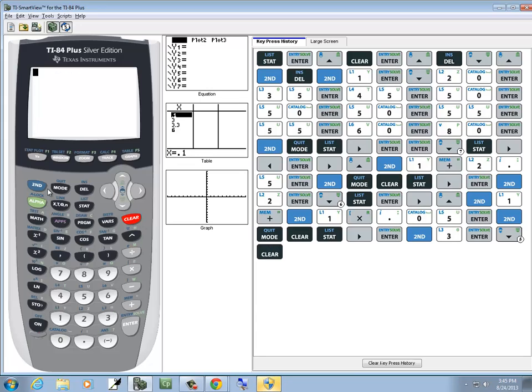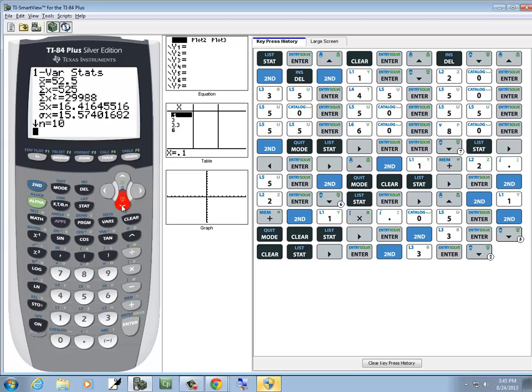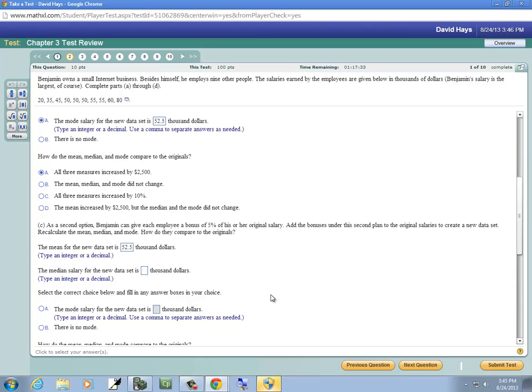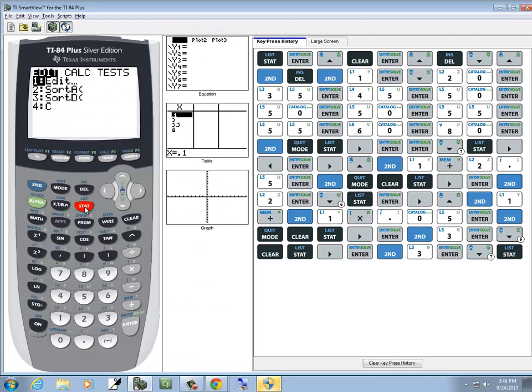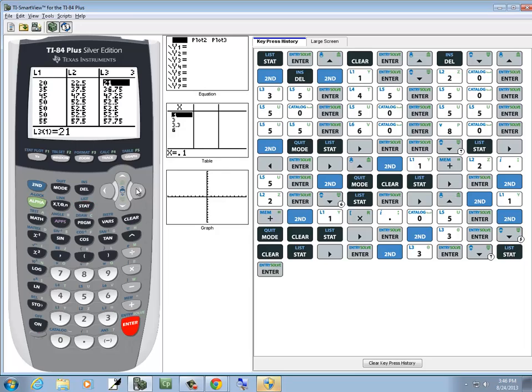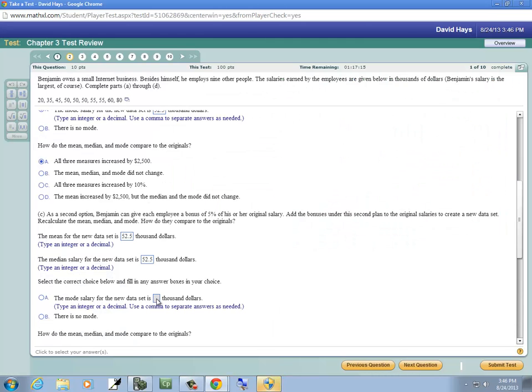Let me just double check myself. I've been wrong before, so I don't guarantee anything. Okay, calc, enter on one var stats, second 3 for L3, enter, yeah, 52.5. Okay. Median is 52.5. Mode. I don't know. Let me do a stat and do enter on edit. And let me go over to L3. Oops. Looks like 52.5 occurs 3 times. So 52.5 must be our new mode.